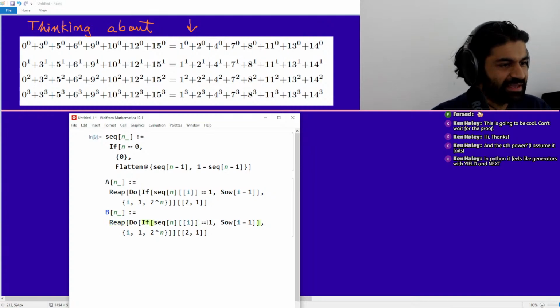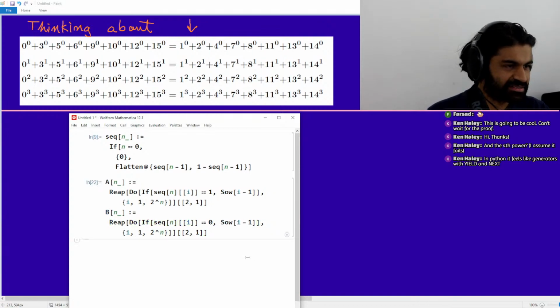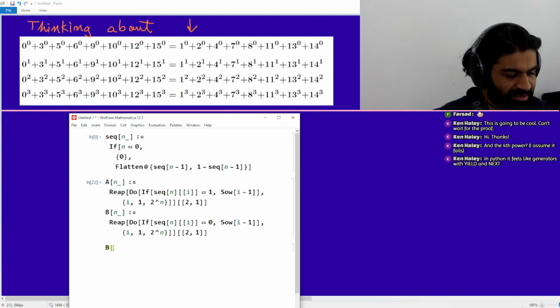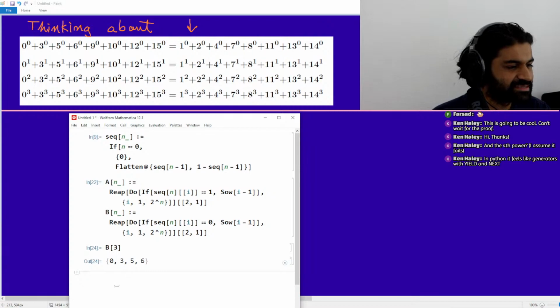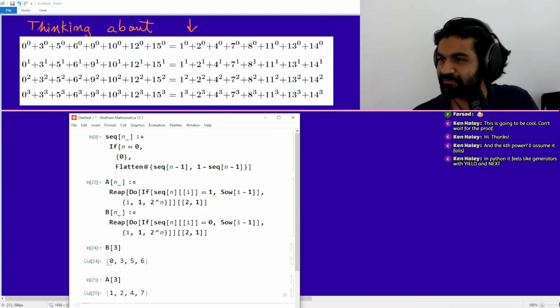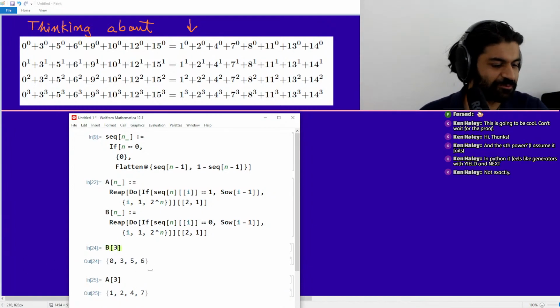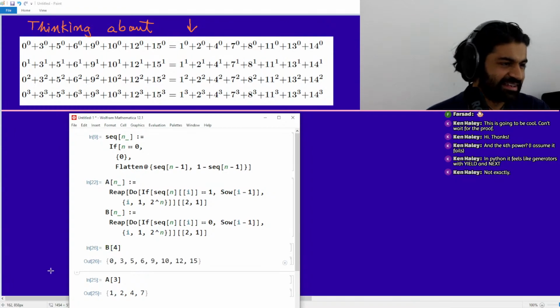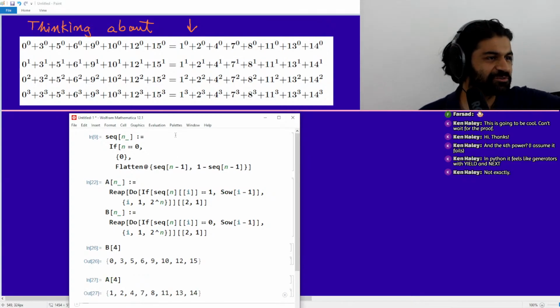And Bn will be just the same thing, but I'm only showing the things where I is equal to 0. Hopefully this works. Let's see. B3 is 0, 3, 5, 6. A3 is 1, 2, 4, 7. Okay, perfect. So 2 cubed splits into 0, 3, 5, 6, and 1, 2, 4, 7. B4 is 0, 3, 5, 6, 9, 10, 12, 15, right? And A4 is 1, 2, 4, 7, 8.